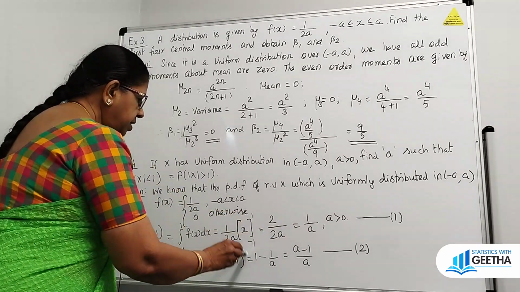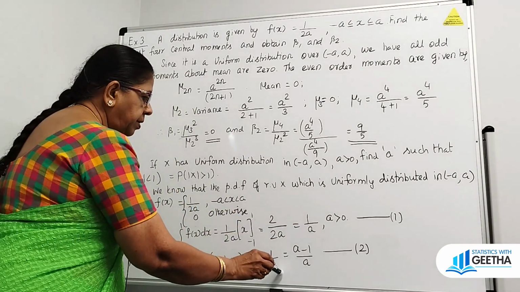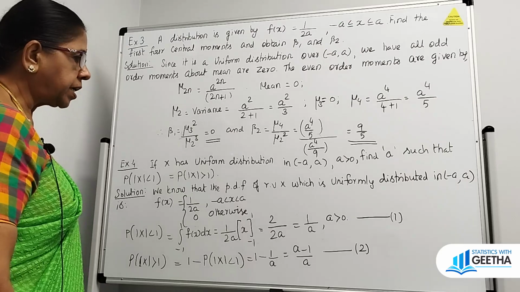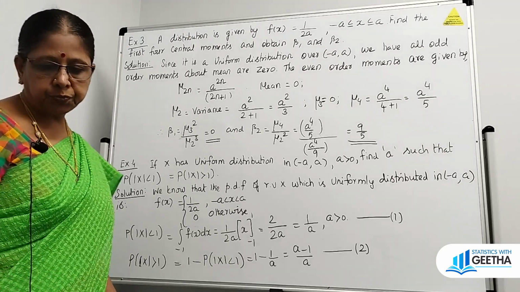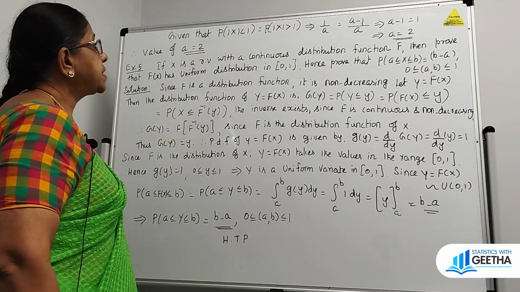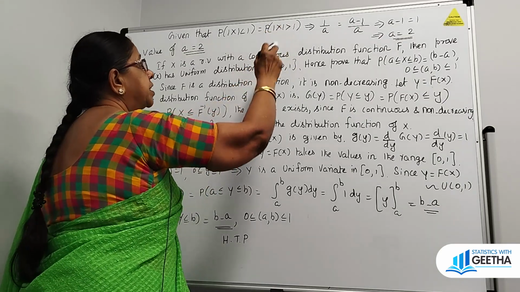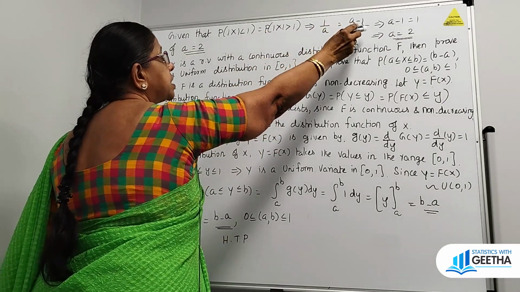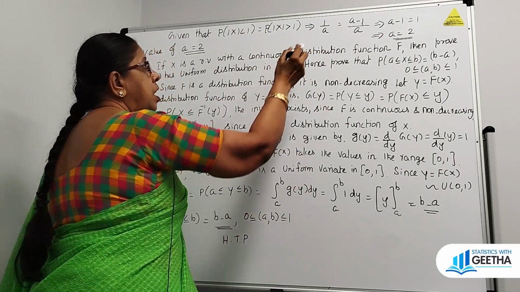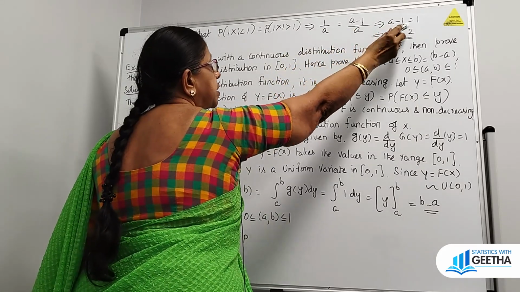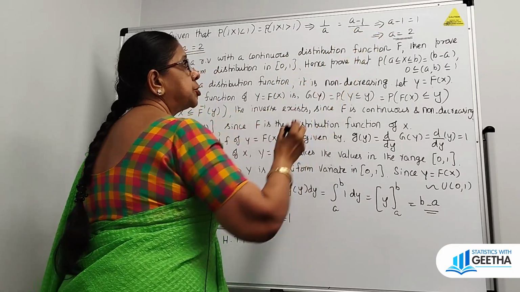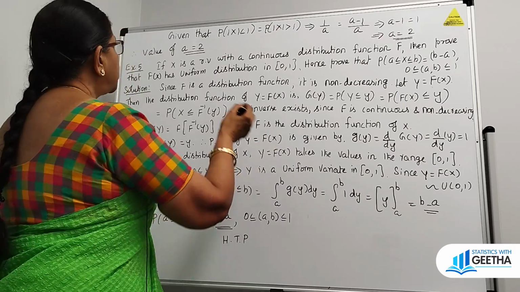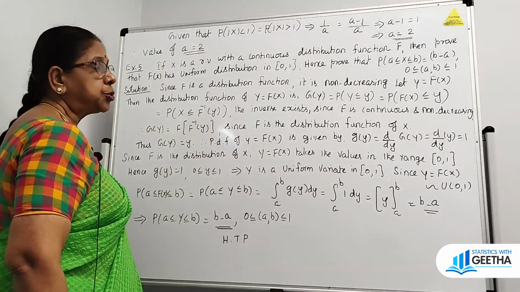So now 1 minus that value, then 1 minus 1 by a, which is a minus 1 divided by a, that is equation number 2. Given that probability of mod x less than 1 equals probability of mod x greater than 1, that implies 1 by a is equal to a minus 1 by a. And the a cancels, that implies a minus 1 equals 1, therefore a equals 2. So we have found the value of a equal to 2.